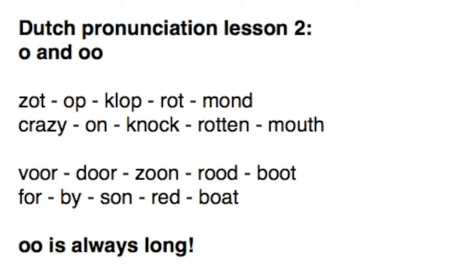And in this lesson we are going to see the short O and the long O. So when you see it written with one O, you would usually pronounce it as a short O. And if you see two O's, you will pronounce it as a long O. So that's the short O and the long O. So let's make a few exercises on the short O.